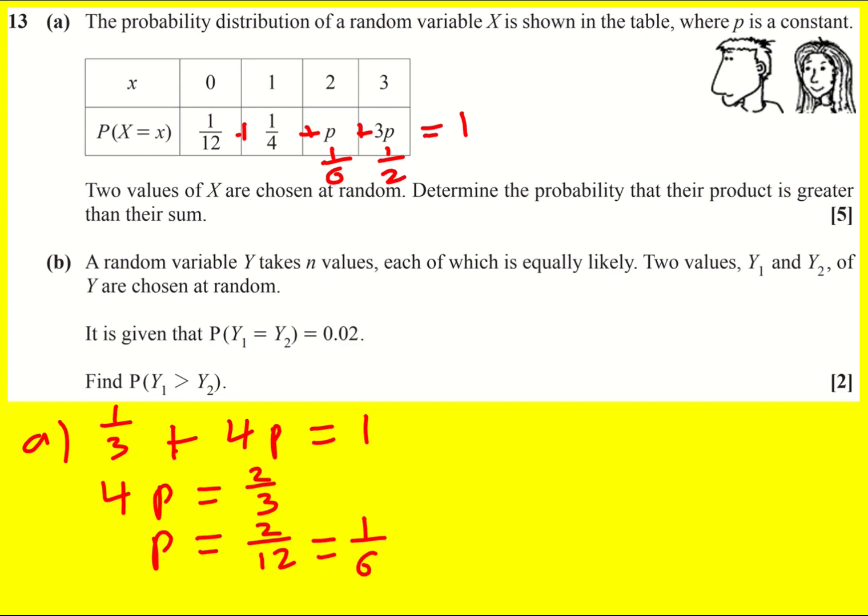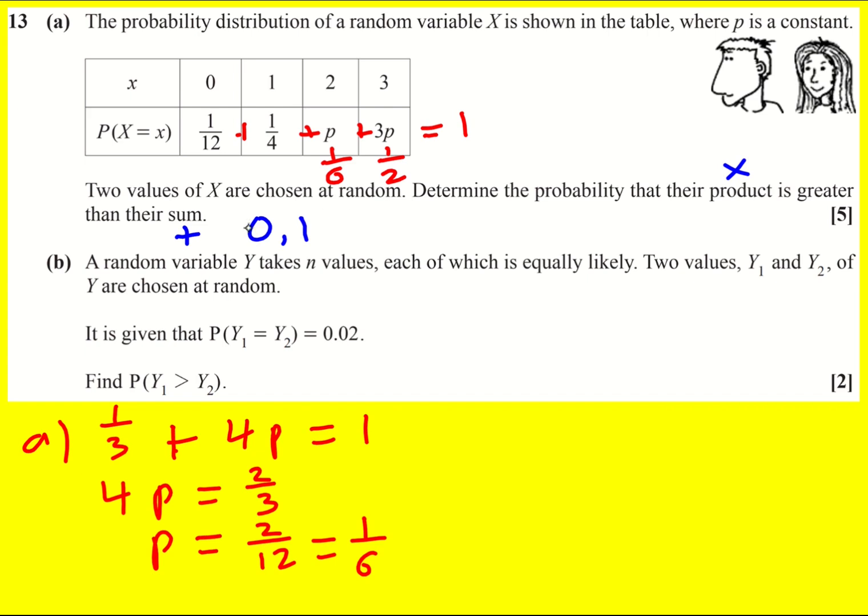We're told that two values of x are chosen at random. Determine the probability that their product, that means when you times them together, is greater than their sum. That means when you add them together. So I suppose we could look at the possibilities. We've got 0 and 1, 0 and 2, etc.